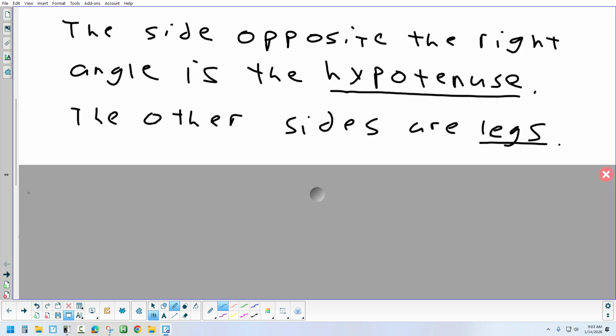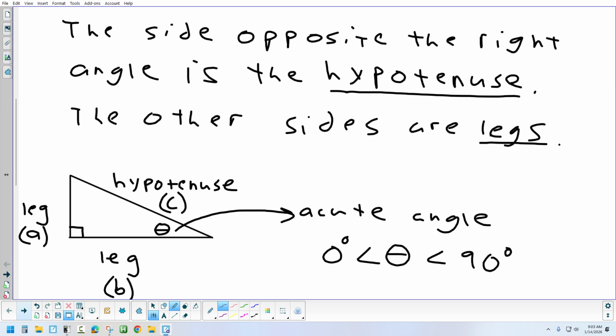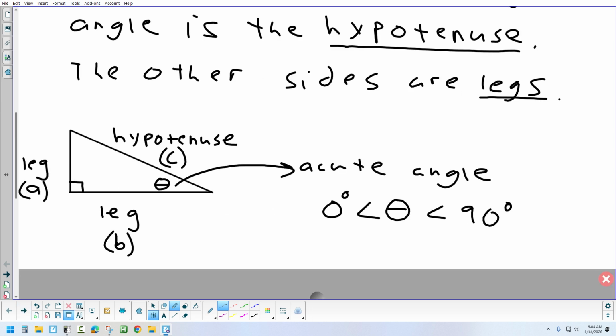Normally we use letters to represent the sides. What are the letters that we use in a right triangle? A, B, and C. And what are A and B? The legs. And C? The hypotenuse. It's not that you have to use A, B, and C. That's just the convention that we use most of the time. So there's a diagram of everything we just said.